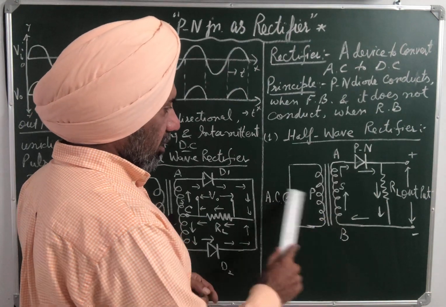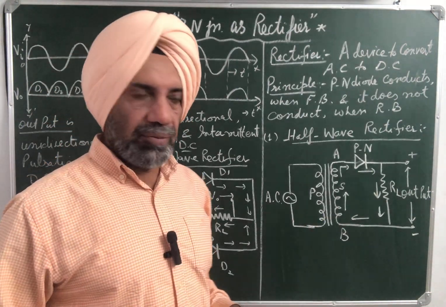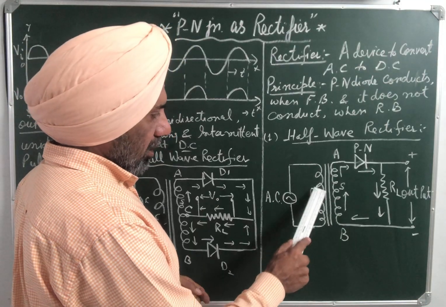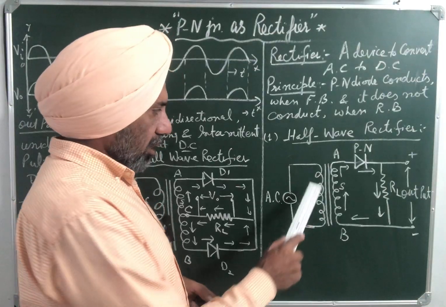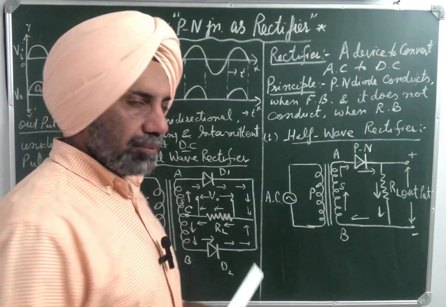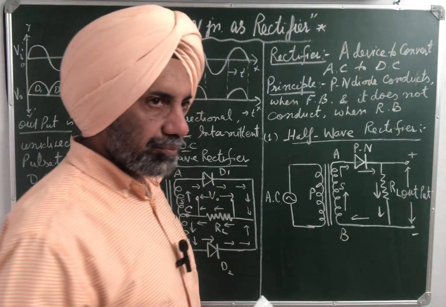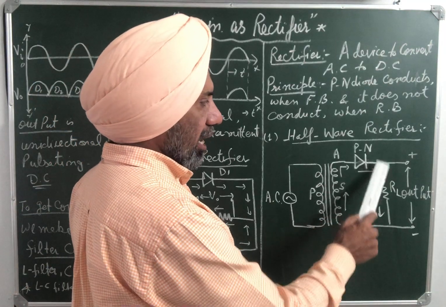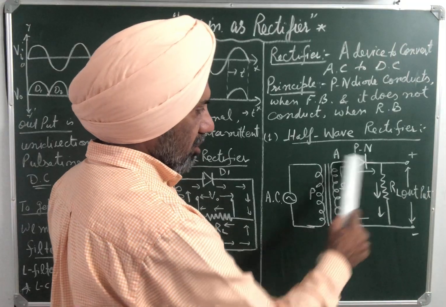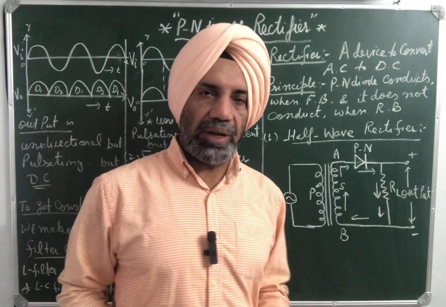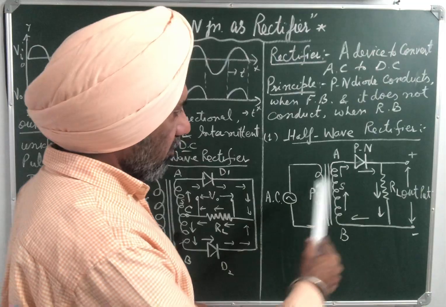So first of all, we have to make a diagram of the half wave rectifier. It consists of a transformer with primary and secondary, connected to an AC source, that is the input is AC. Then there is a PN junction diode, and across the output there is load resistance RL. Make the connections as shown in the circuit diagram.